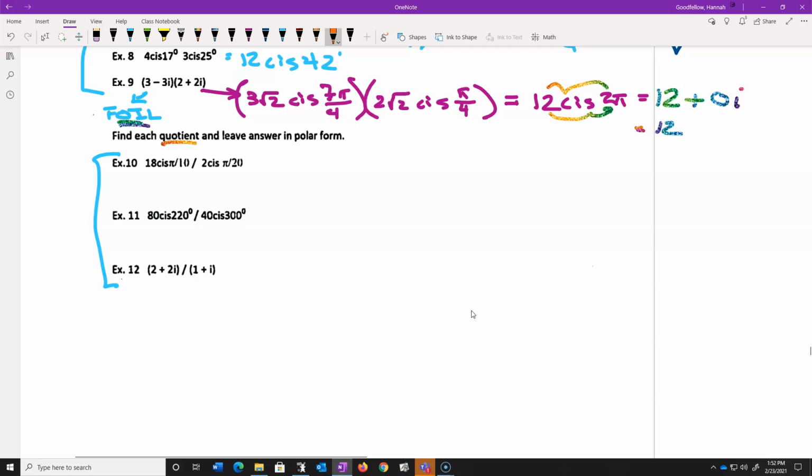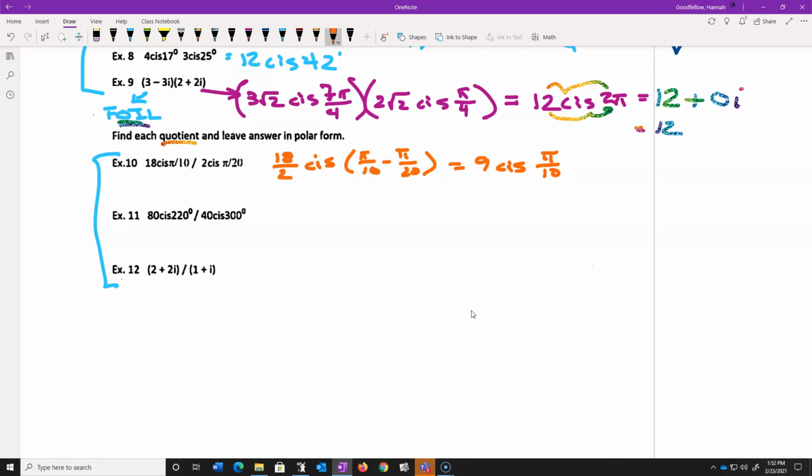If I did 18 divided by 2, so you take the two of them and you divide first, cis of the angles subtracted. That'd be pi over 10 minus pi over 20. Now, pi over 10 is really 2 pi over 20, so that would mean that the answer must be 9 cis of pi over 10. And I got common denominators here, guys. That's where that came up from. Okay, that wasn't too bad.